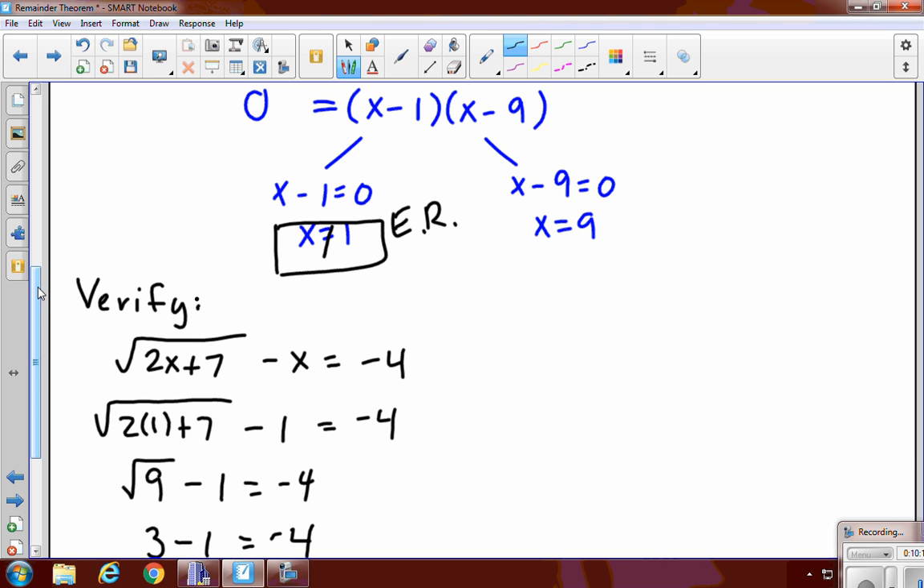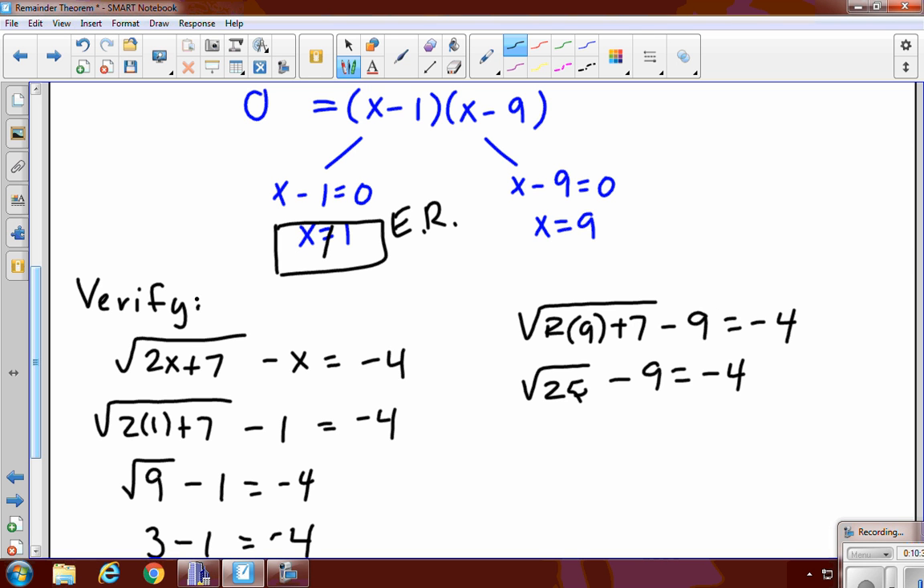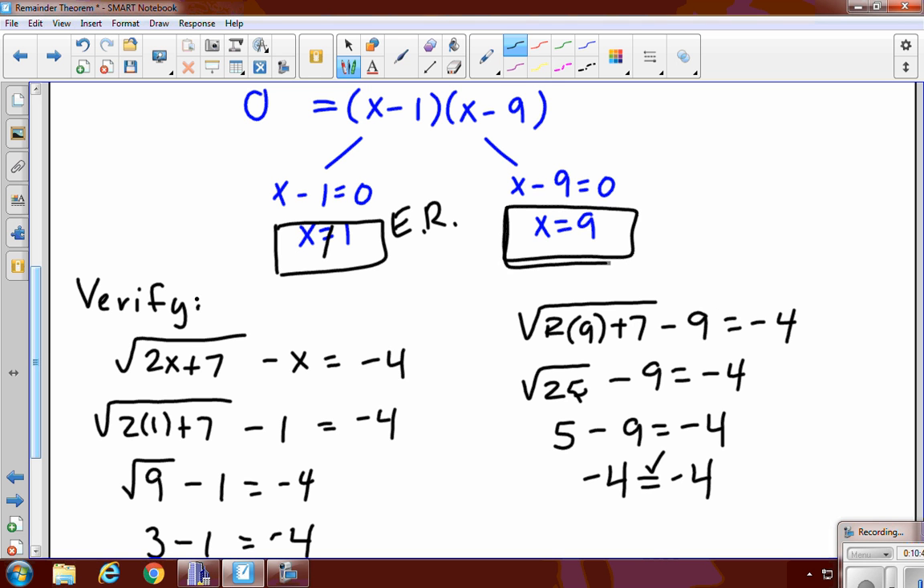I go and do the same thing with 9. So I'm going to verify 9: the root of 2 times 9 plus 7, minus 9. We want to see if that equals negative 4. 2 times 9 is 18, plus 7, that's the root of 25. That's 5 minus 9, and indeed, that does equal negative 4, which tells me this is a solution. So the only answer I have in this case is x equals 9.